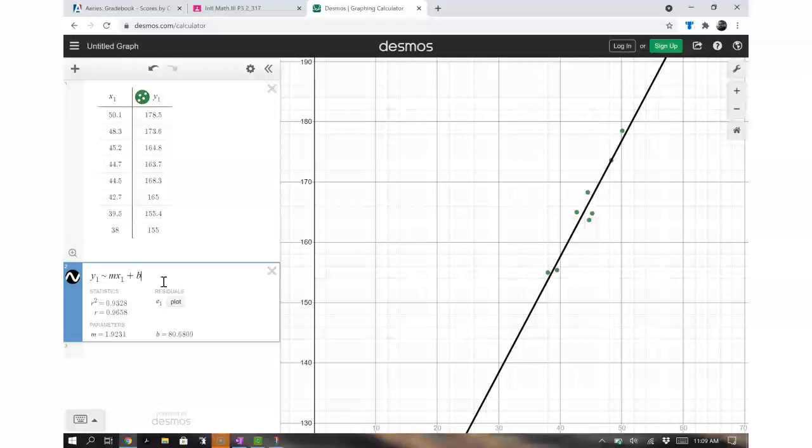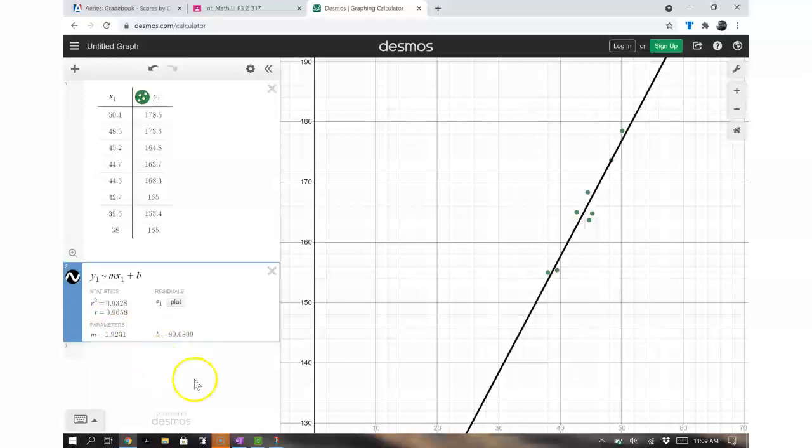Notice it put the line for me. It's saying, look, this is the best possible line that you can get based on your data. Okay, it did it for me. And it also gave me the equation. Now, you may not be able to see it at first, but let me try to make it a little bit more obvious. You see your m value is right here, 1.9231. Your b value is 80.6809. It just gave me the formula.